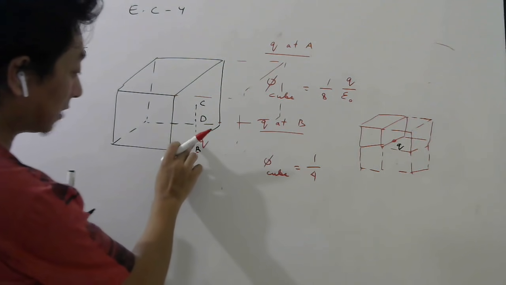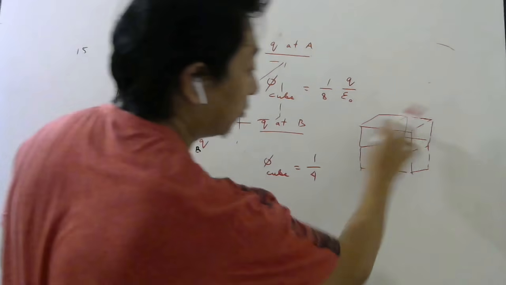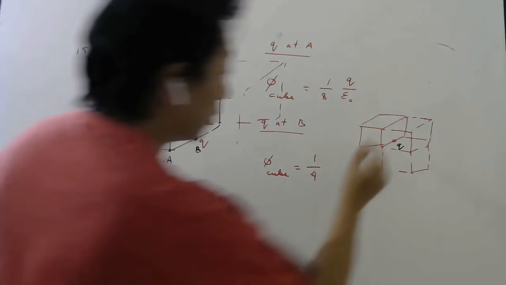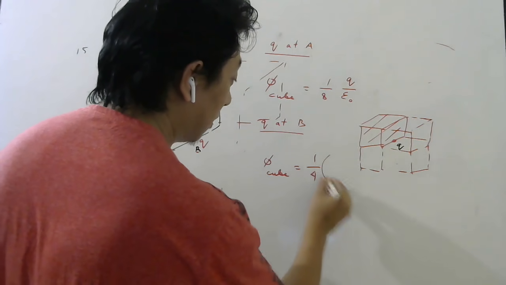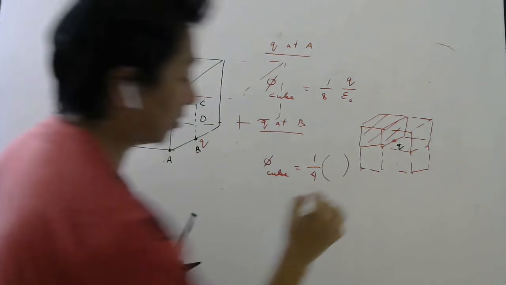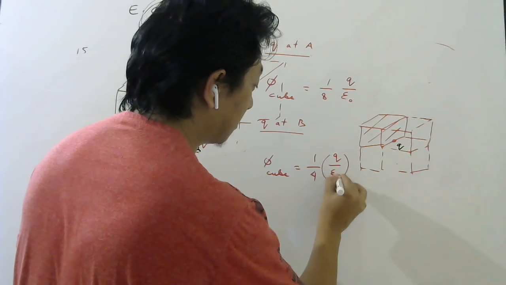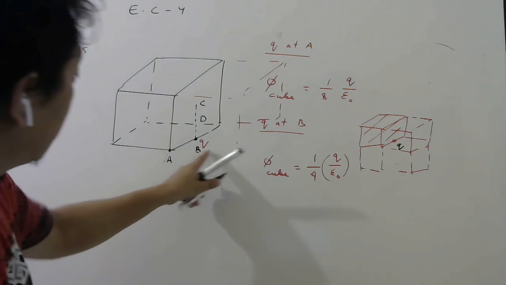So if you keep charge at point B, you don't need to put 8 cubes like I told. You have to put just 4 cubes. Then what will be flux through one cube? That is the question. So flux through one cube will be 1/4 of flux through this cube. And for this cube, we can use Gauss law. So it will be charge inside divided by epsilon naught. So this will be the flux through this cube if you keep charge at which point?